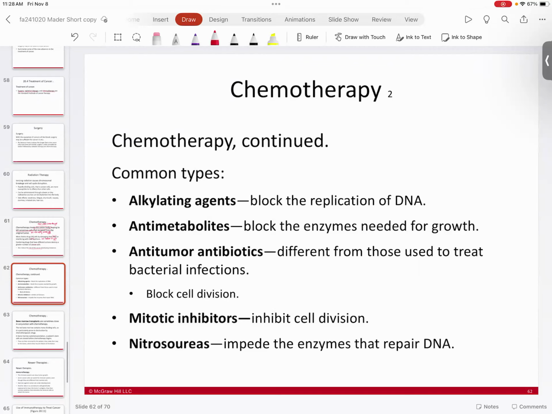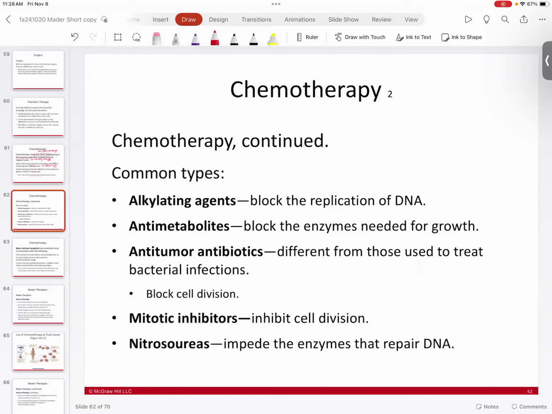So in a chemotherapy cocktail, you'll find a lot of different types of things. For instance, you'll find alkylating agents, which basically will deep six DNA replication that essentially kills cell cycle. You also have anti-metabolites. Basically, these guys will block enzymes needed for growth, which is also G1. So it basically kills G1. You have anti-tumor antibiotics, for instance. Basically, these are different than normal antibiotics. These basically will block cell division.